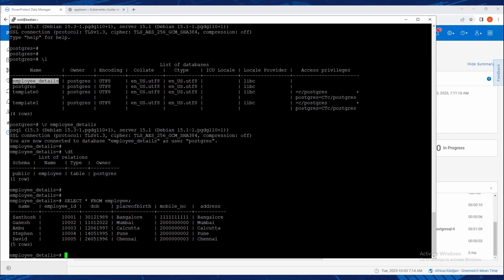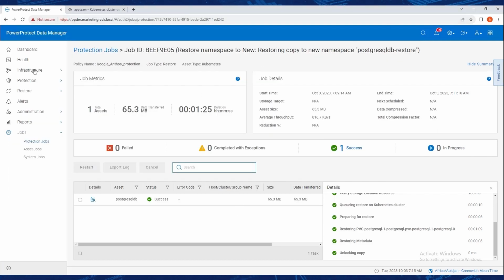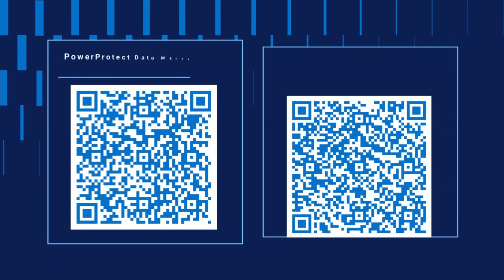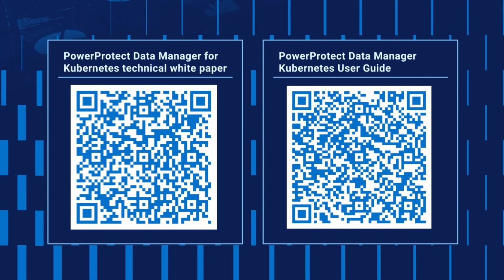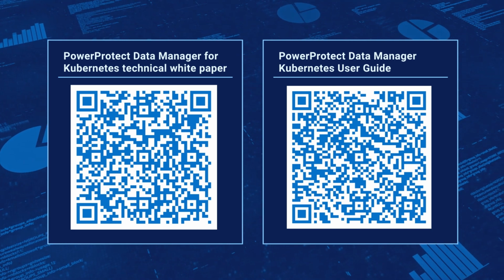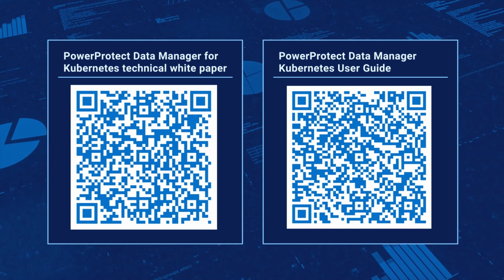This confirms the successful backup and recovery of namespaces and PVCs that are available in Rancher Kubernetes clusters using PowerProtect Data Manager. For more details about this topic, see our PowerProtect Data Manager for Kubernetes technical white paper and refer to the PowerProtect Data Manager Kubernetes user guide.